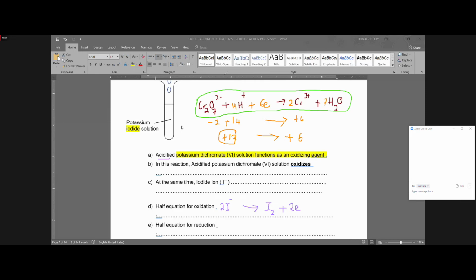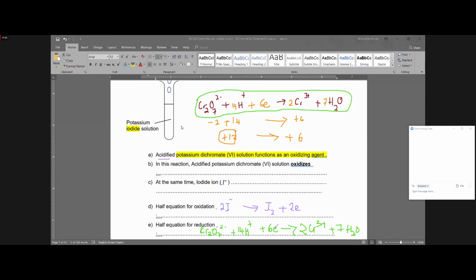So you write it here now. Take Cr2O7, capital C, 2 minus, plus 14H plus, plus 6e, remember this, arrow becomes 2Cr3 plus plus 7H2O. You are going to get rid of the electrons, check and see first.